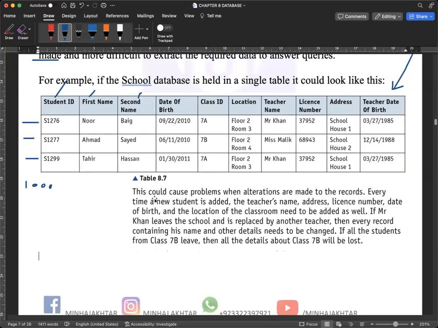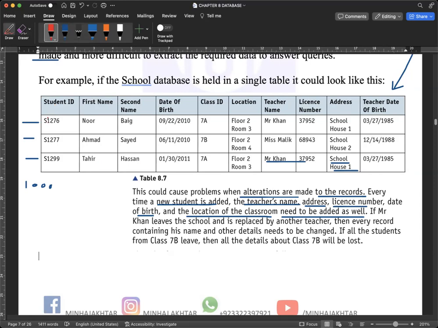So this could cause problems when alterations are made to the records. If you are making changes in any record, like Noor Beg, Ahmed Said, Tahir Hassan, if you wanted to make any change, it will be a problem for us to maintain this huge database and change everything, like Mr. Khan, House One, whatever. So every time a new student is added, the teacher name, address, license number, date of birth, location of the classroom need to be added as well. What do you think? Am I right? If I'm adding Kasim in this table, I need to add many, many things in my table, right?